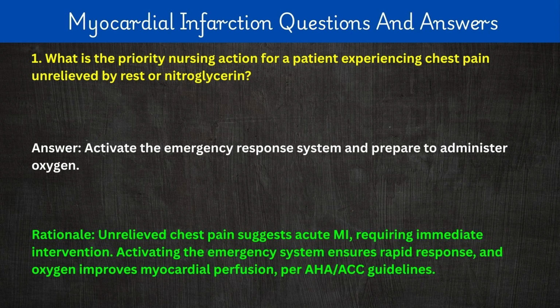1. What is the priority nursing action for a patient experiencing chest pain unrelieved by rest or nitroglycerin? Answer: activate the emergency response system and prepare to administer oxygen. Rationale: unrelieved chest pain suggests acute MI, requiring immediate intervention. Activating the emergency system ensures rapid response, and oxygen improves myocardial perfusion, per AHA/ACC guidelines.